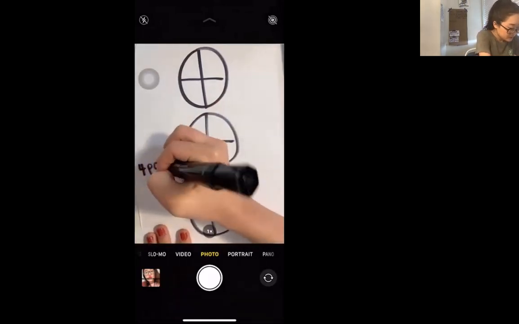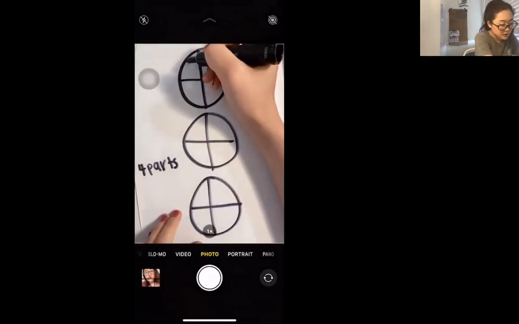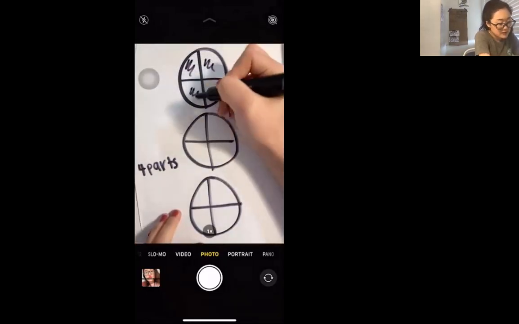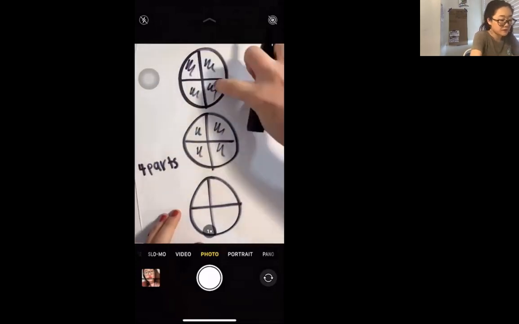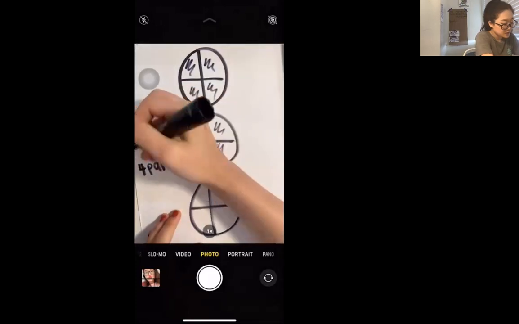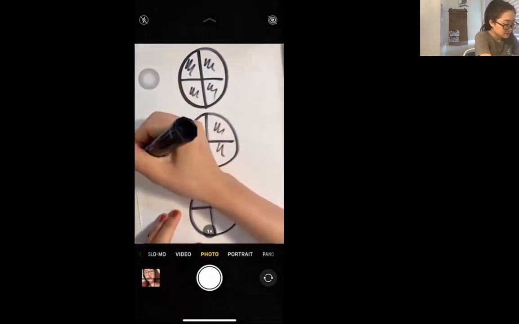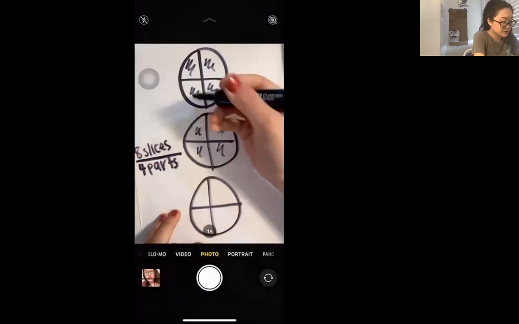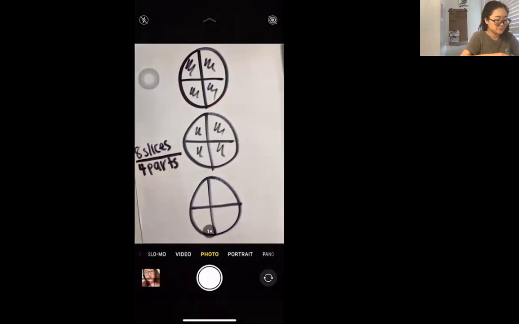4 parts. All right, and we established that she ate 8 slices of pizza. So we're gonna shade in 8 slices. That's 4, 5, 6, 7, 8. I'm gonna put 8 slices. Now, here's our fraction. Here's the numerator. Here's the denominator.